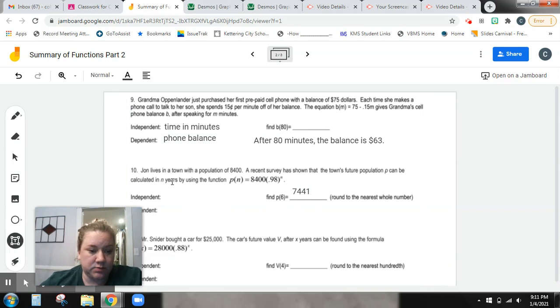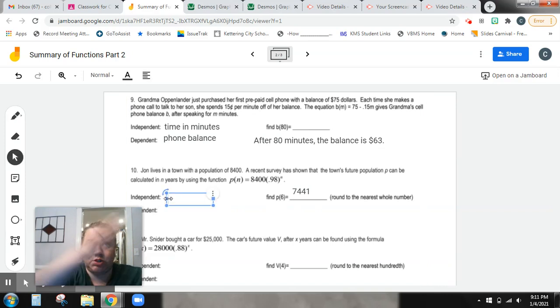Independent and dependent. What is going to depend on something else here? What's the relationship between the two variables? We have two variables we're looking for. It tells us n years, right? And it tells us population P. So we have both of the words right there, population and years. And we have to decide what depends on what. So does the population depend on the years, or does the years depend on the population?